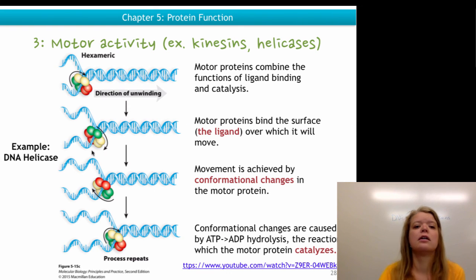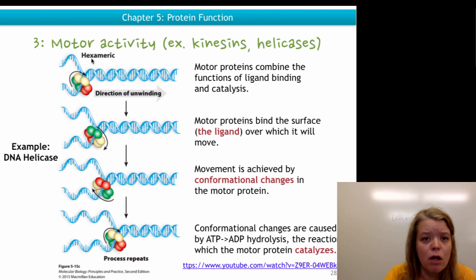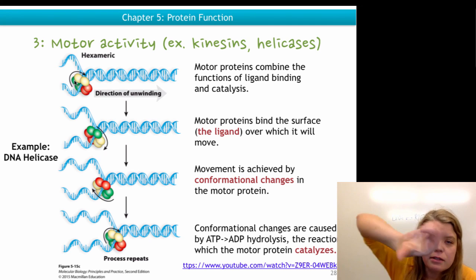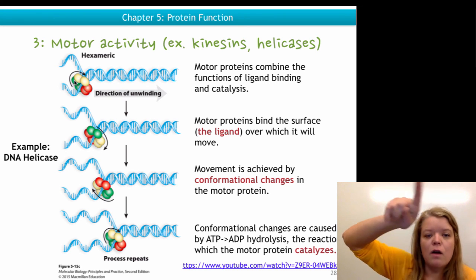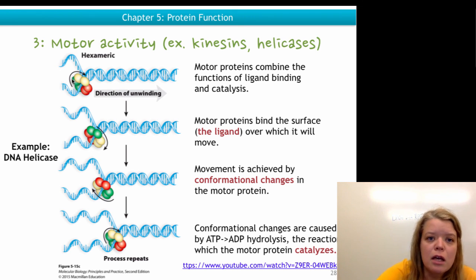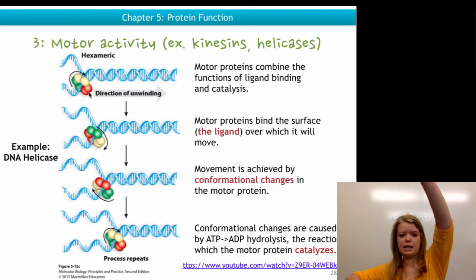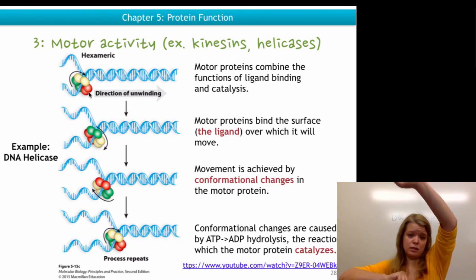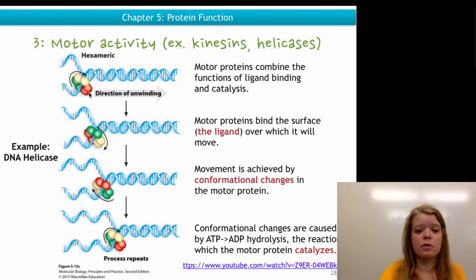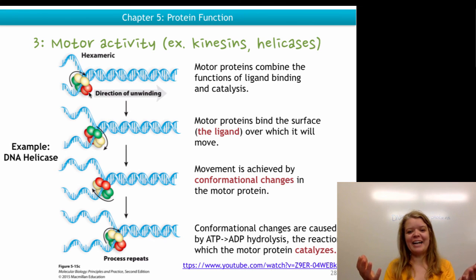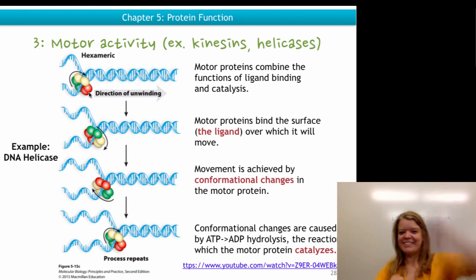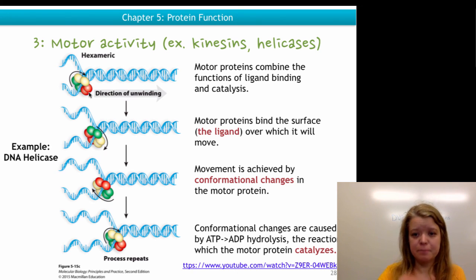So in this case, this diagram shows how this helicase, which has 6 subunits, rotates along the DNA, forcing the base pairs apart and causing the DNA to unwind, basically melting the DNA double helix, just like high temperature would do. It lowers the activation energy for the melting of the DNA double helix.